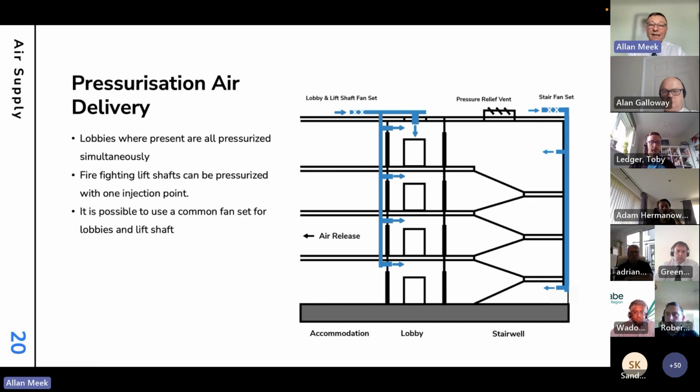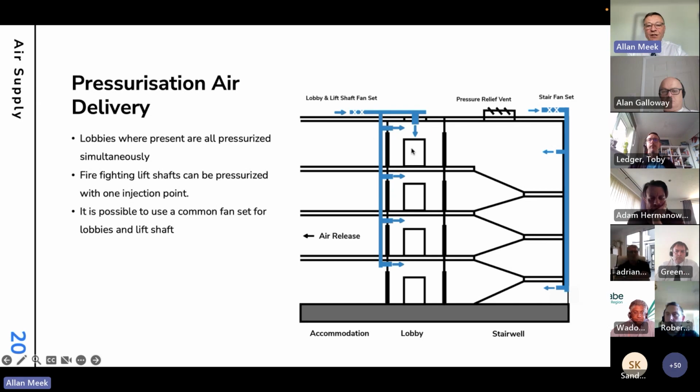Again, the standard says the firefighting lift shaft shall be pressurised. It doesn't mention evacuation lifts. The National Annex says that it may be required or may be beneficial to pressurise evacuation lifts as well. But again, there's no hard and fast rule on that. The lift shafts are pressurised with a single injection point at the top usually.